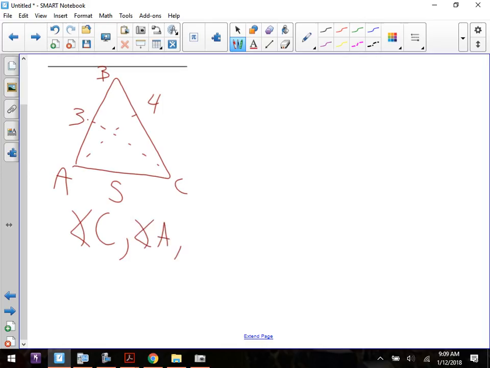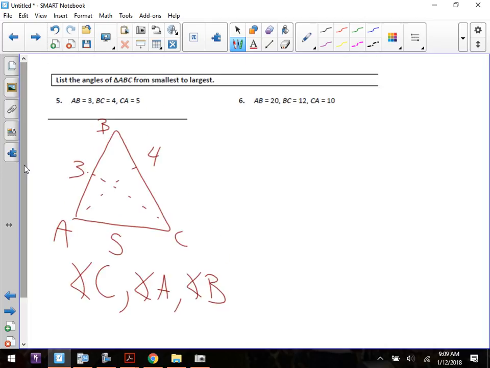And then by process of elimination, it leaves me with the last one. This is a very simple problem. You just have to be careful. Sometimes they'll say listed from smallest to largest. Same deal here. We have A, B, and C, 20, 12, and 10. B, A, and C then.